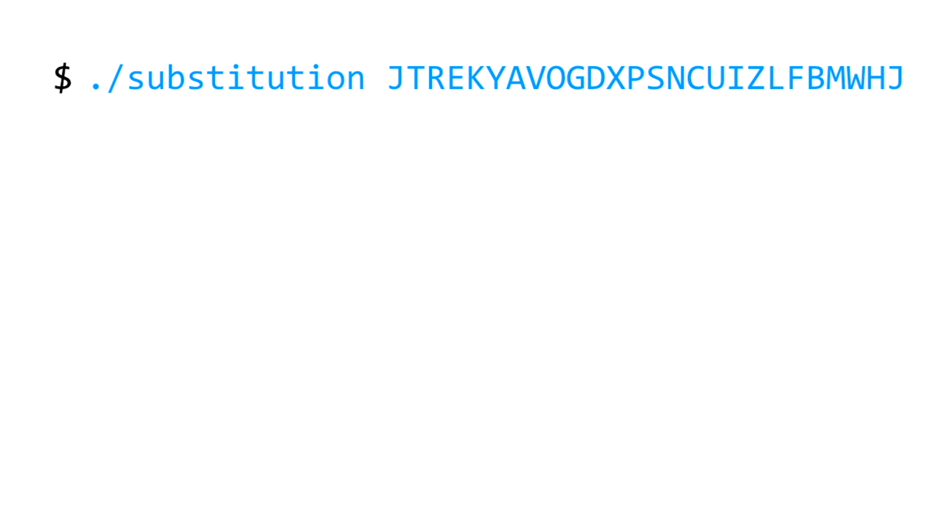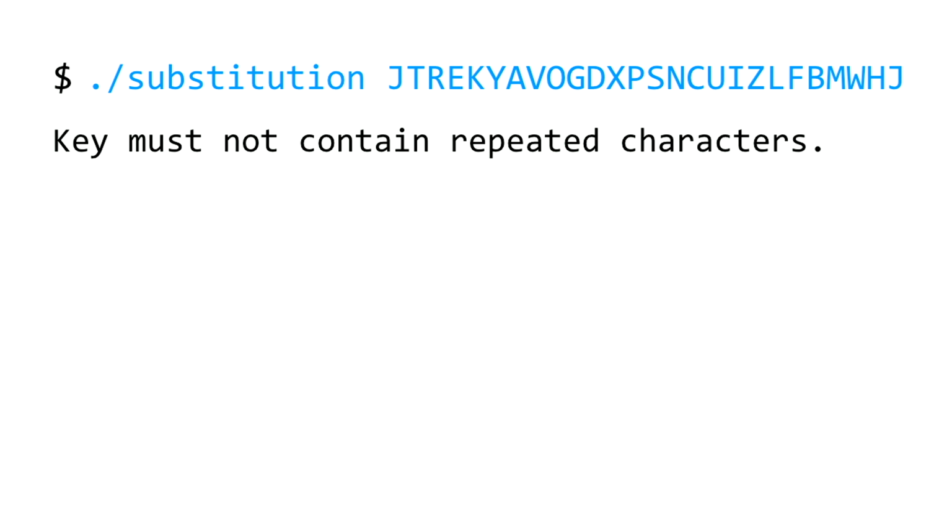And finally, if the user were to run ./substitution and then provide this key, where notice that the first character of the key is the letter J, and the last character of the key is also the letter J, this too is not a valid substitution. And your program should report to the user that the key should not contain repeated characters, and your program should again exit with a return code of 1.